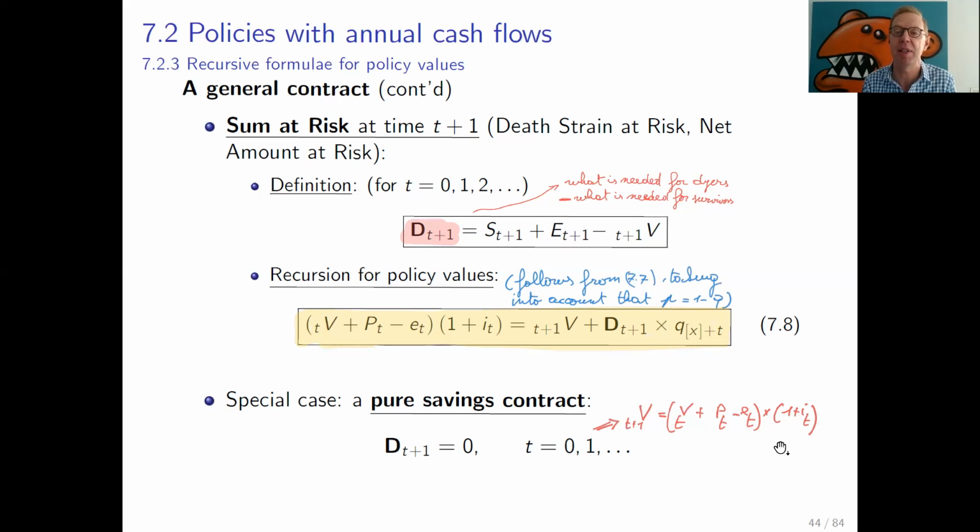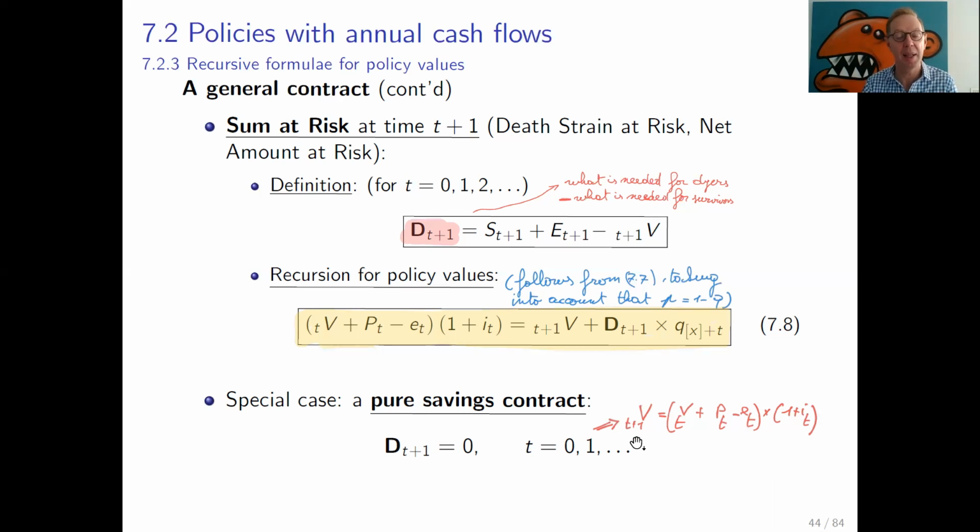So that's a pure savings account. That's the dynamics of a pure savings account with the bank. If you have Vt on your savings account, you add a premium Pt, and the bank charges a cost Et but gives you an interest It, then at time t plus 1, Vt plus 1 will be on your account.